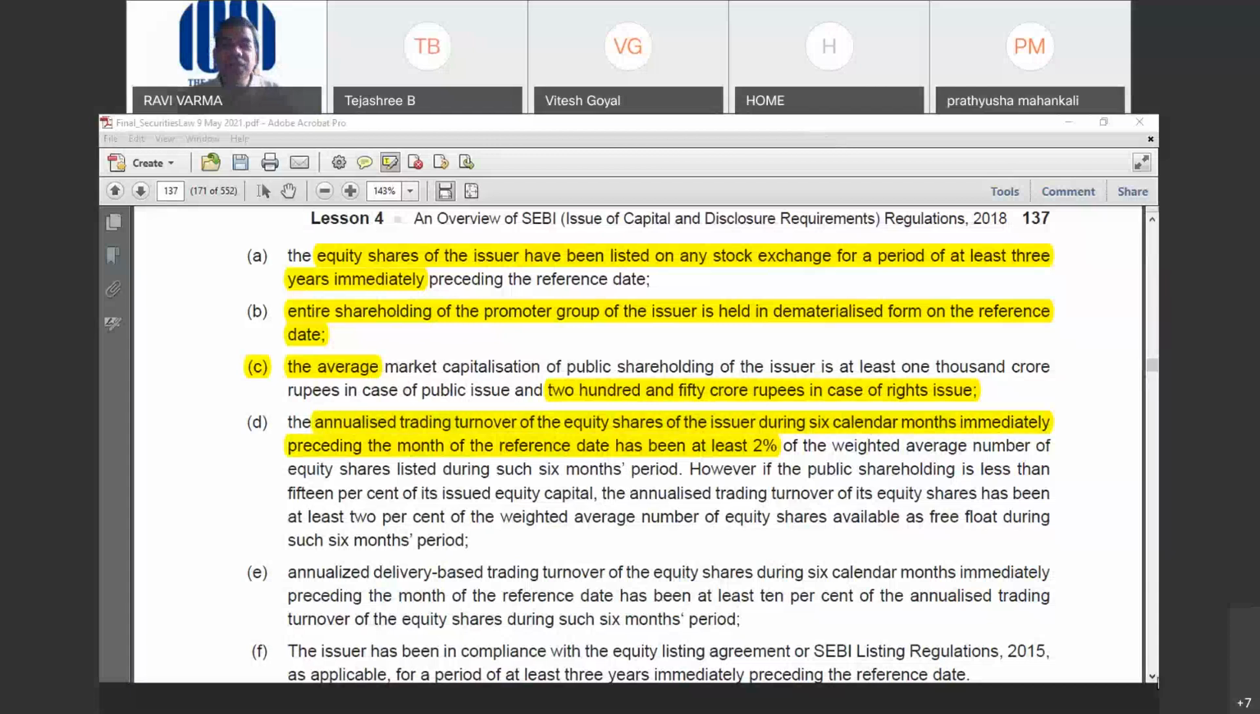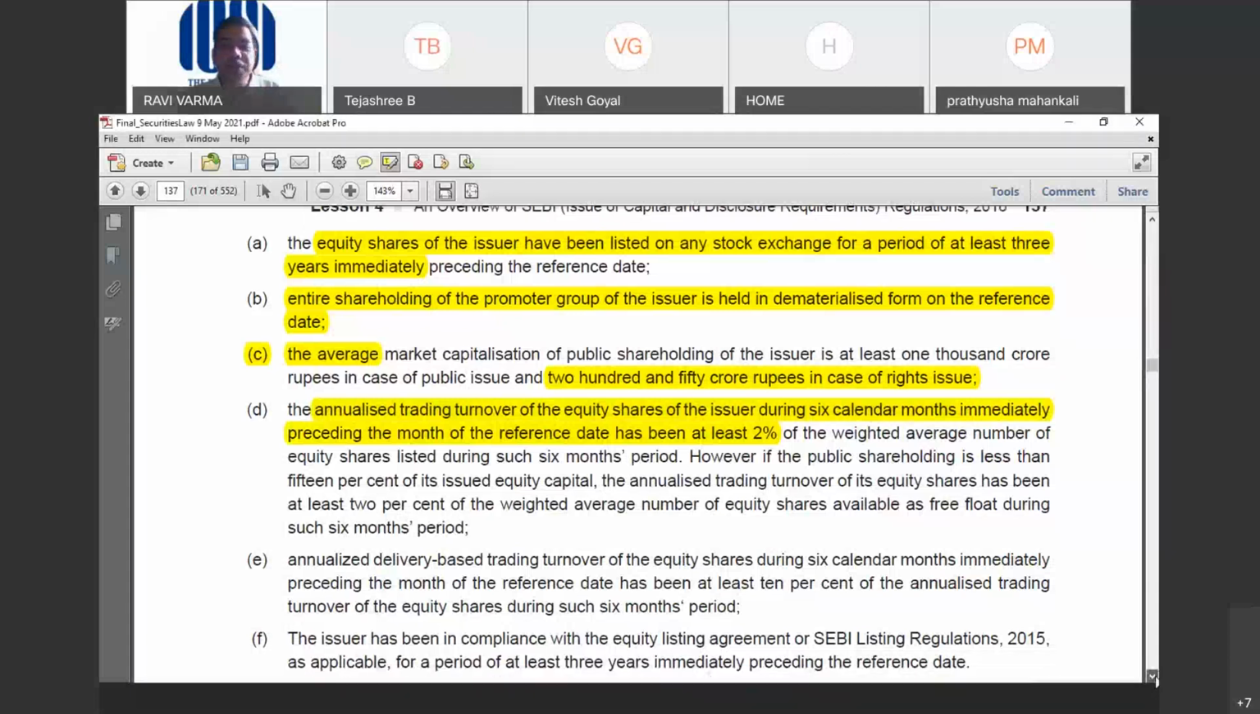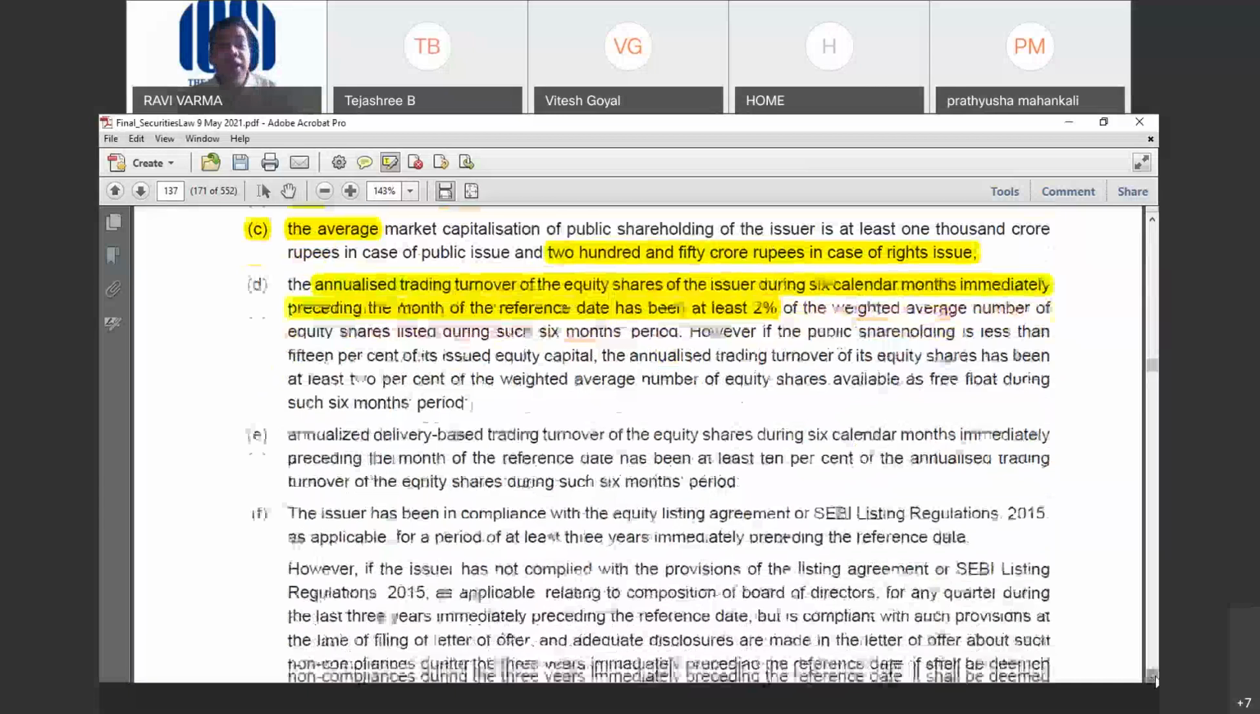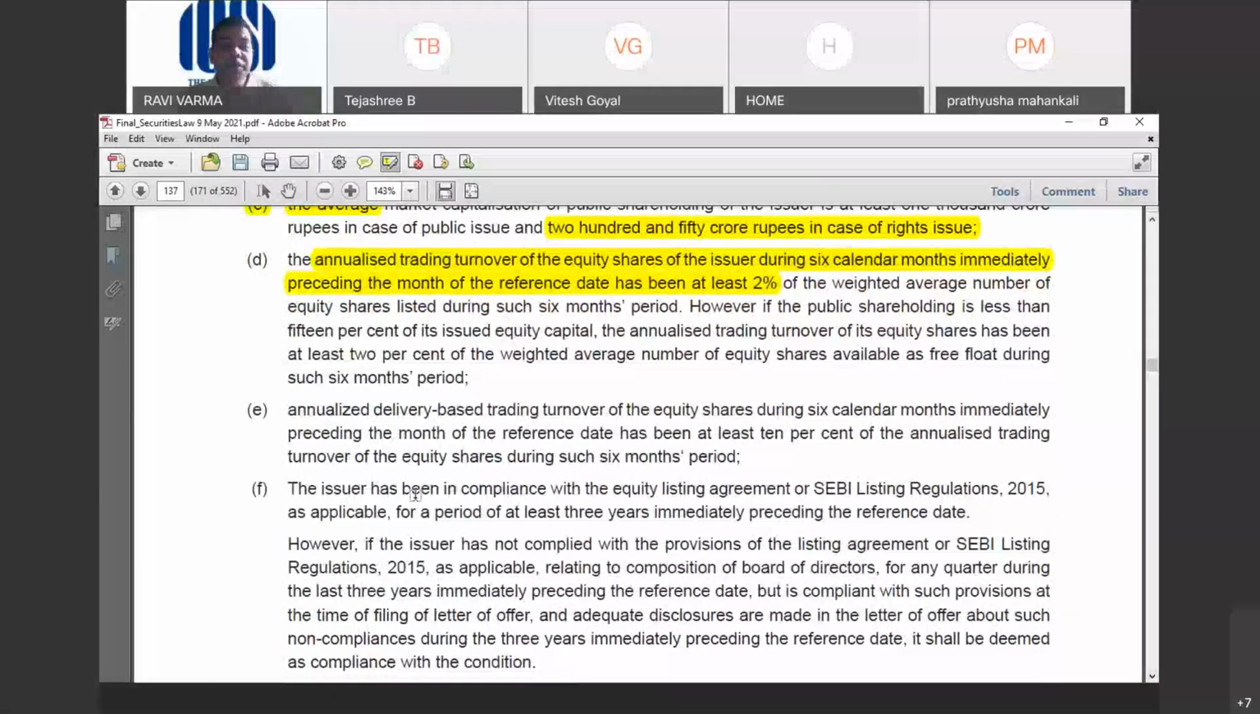So annualized trading turnover should be 2%. And then the company should be in compliance in the last 3 years with the listing agreement or SEBI LODR. Because now LODR has come, so you will basically look into the LODR.